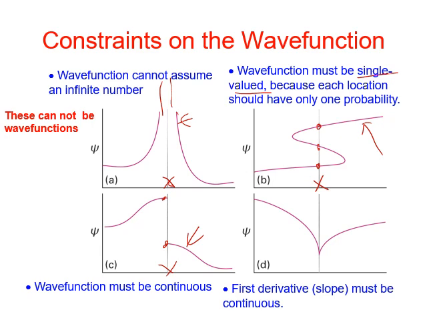And lastly, the first derivative of the wave function must be continuous. In this function, the slope suddenly changes at this point, and the slope is the derivative. So this function does not have a continuous first derivative, and this can't be a wave function. This is because the Schrödinger equation is about the second derivative, it's a second-order differential equation. If the first derivative is not continuous, then it doesn't have a second derivative, so it can't be a wave function.